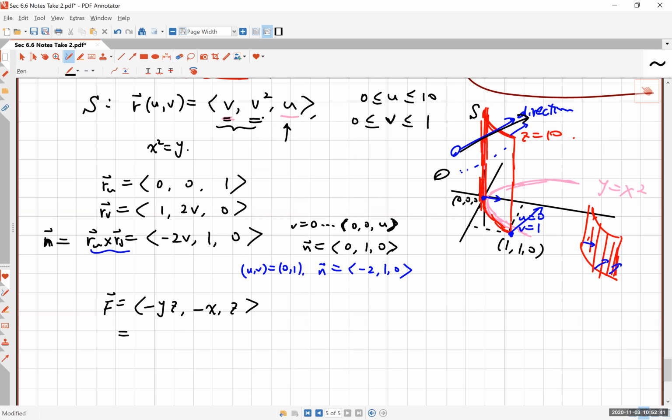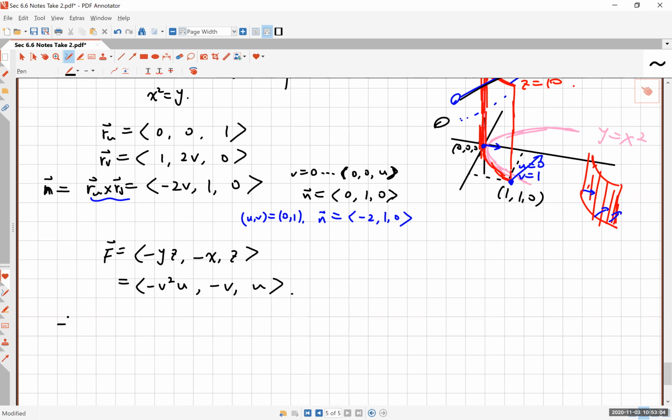Okay, so what's y? Well, y is v squared. What's z? That's u. And what's negative x? Negative x is negative of that, negative v, right? z, again, is u. So you just convert all of these x, y, z into u and v. Again, this is x, this is y, this is z. So that conversion or translation should be pretty easy.